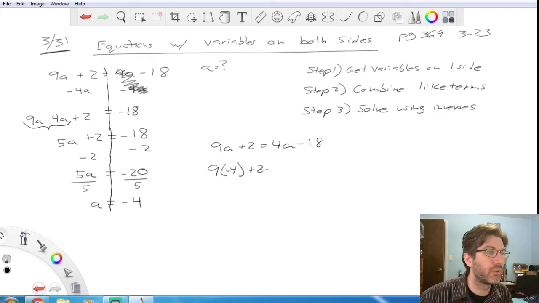So you see how a is negative 4. I just substituted in negative 4 for a. And we can check to see if this statement is true. We just need these to be equal to each other.